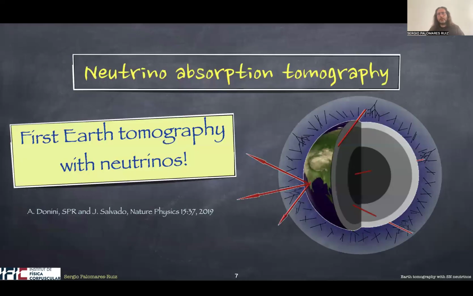So let me start with neutrino absorption tomography, which is the only, so far only neutrino tomography of the Earth that has been performed with actual data. And this is something I did in collaboration with Andrea Donini and Jordi Salvador about 7 years ago. I will just show you the main results. I will not get into details.